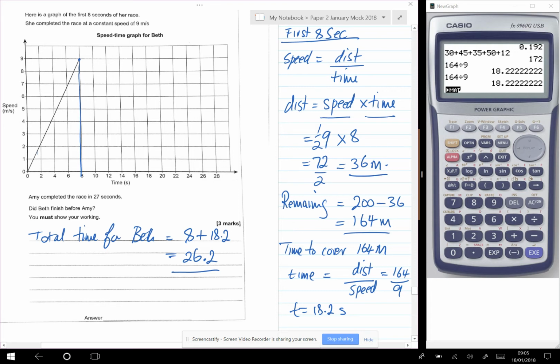So did Beth finish before Amy? Well, Amy took 27 seconds, and Beth only took 26.2, so therefore Beth did finish before Amy. Notice that we conclude and answer the question. Did Beth finish before Amy? The answer is yes, with the appropriate working shown.